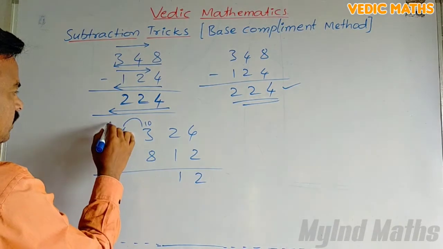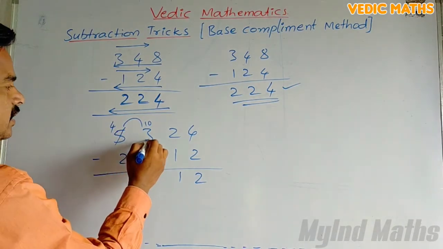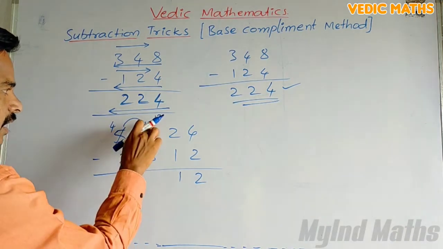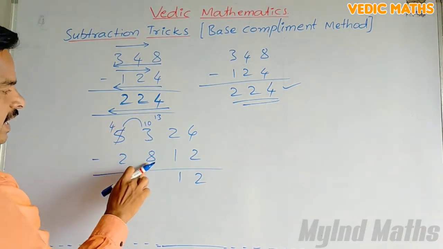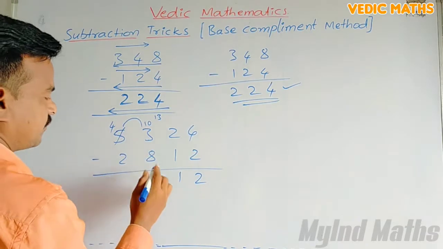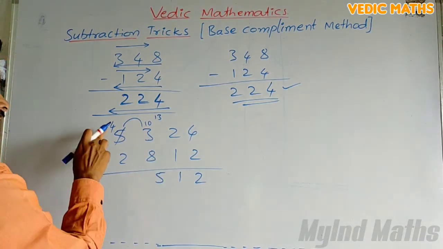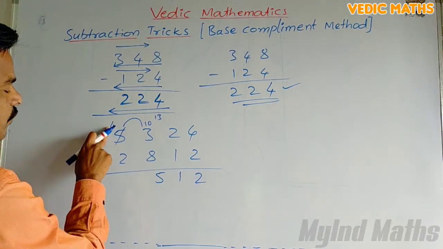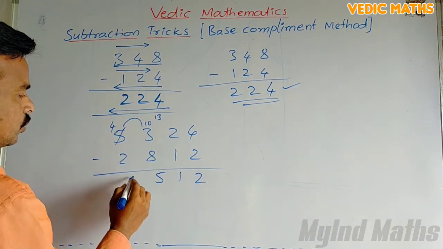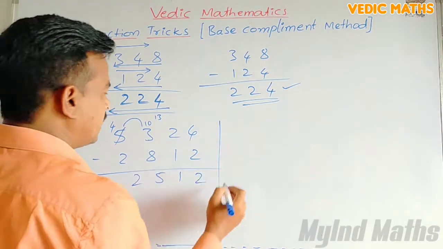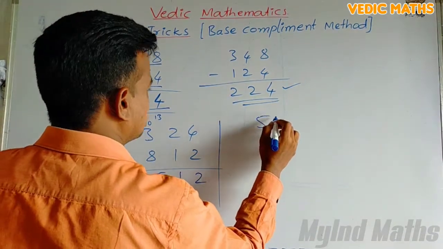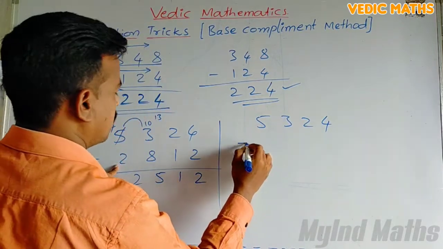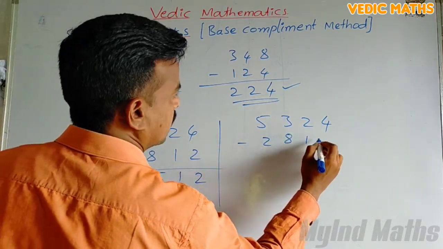And then this one becomes 4, and this one becomes 13. 3 plus 10, 13. And now 13 minus 8, 5. Right here. And here 4 only, in the thousands place. 4 minus 2, 2.